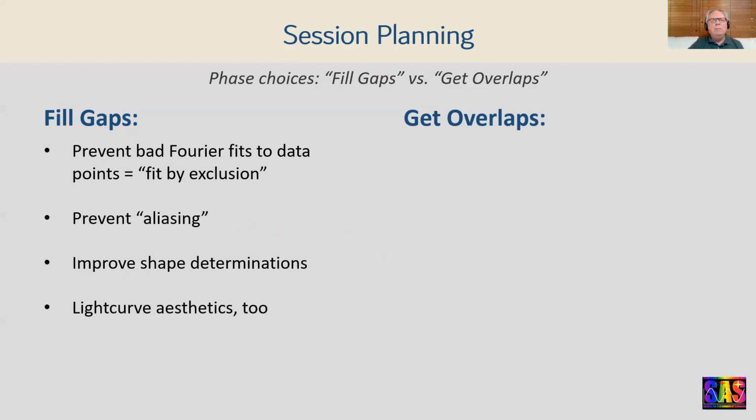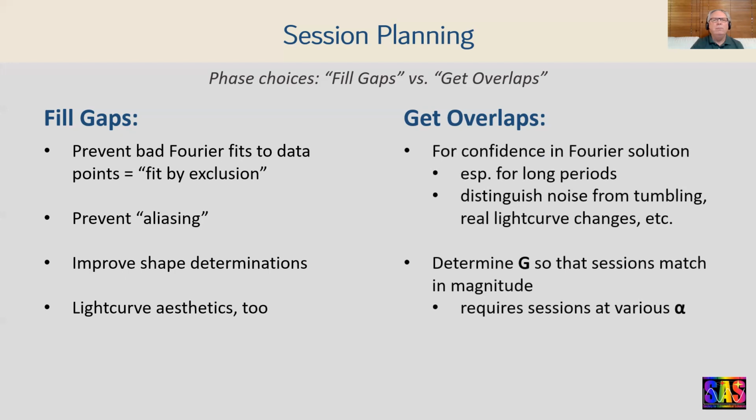But you do need some overlaps as you build your light curve for confidence in your Fourier solution, especially for long periods where you probably are not going to get overlaps unless you intend to get them. You can also more easily distinguish any noise from tumbling, real light curve changes, and so on. Also, you need overlaps to determine G, the phase angle dependence of magnitude, so that your sessions match in magnitude. And this requires that you get multiple sessions with overlaps at various phase angles. But it is typically done.